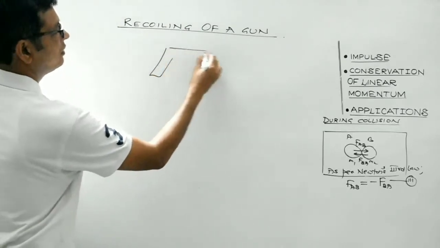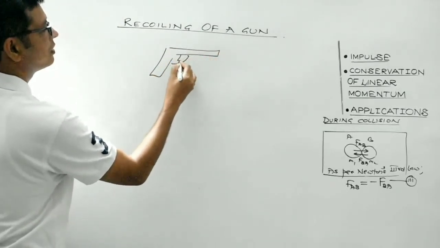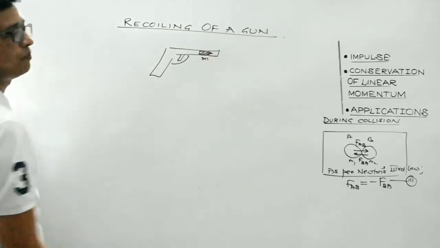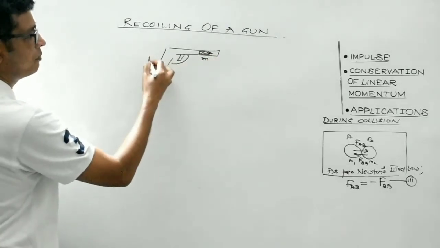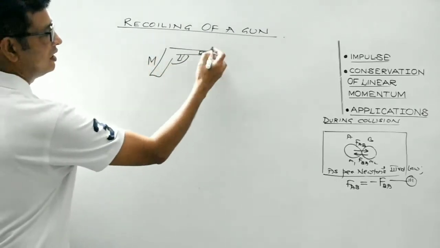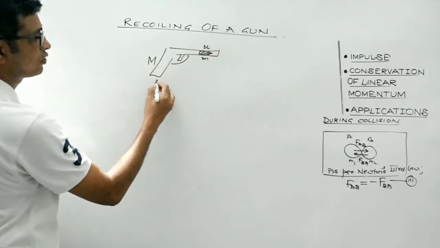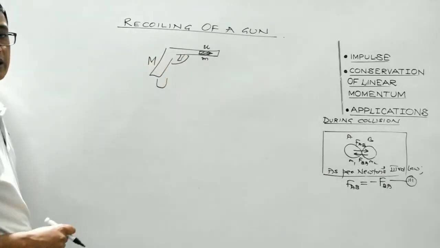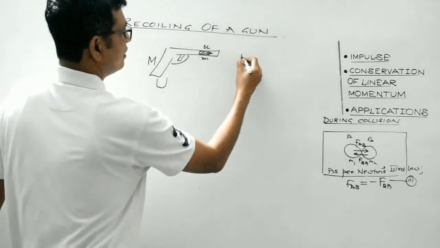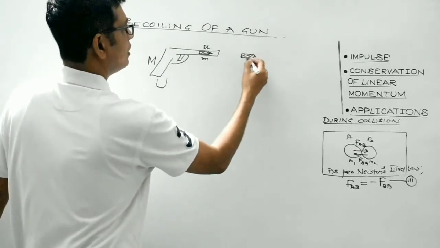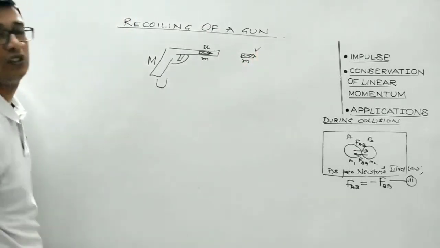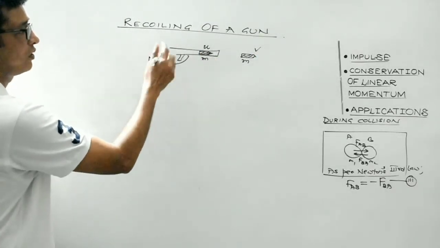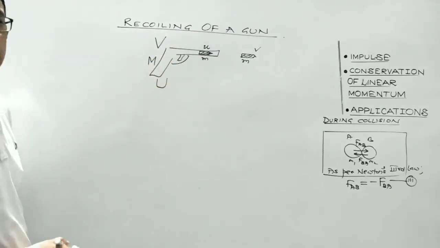Suppose this is a gun, and this is the trigger and this is the bullet. Suppose the bullet is of mass small m. The gun is of mass capital M. The initial velocity of the bullet is small u. The initial velocity of the gun is capital U. And after the bullet is fired, suppose its final velocity is small v. And the final velocity of the gun after firing of the bullet is capital V. Let us assume that. Right?